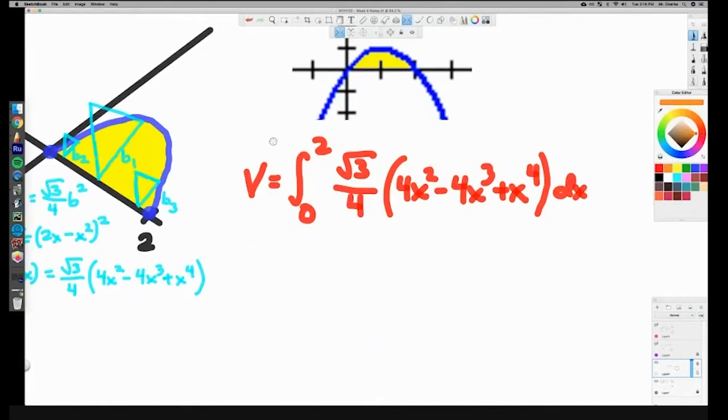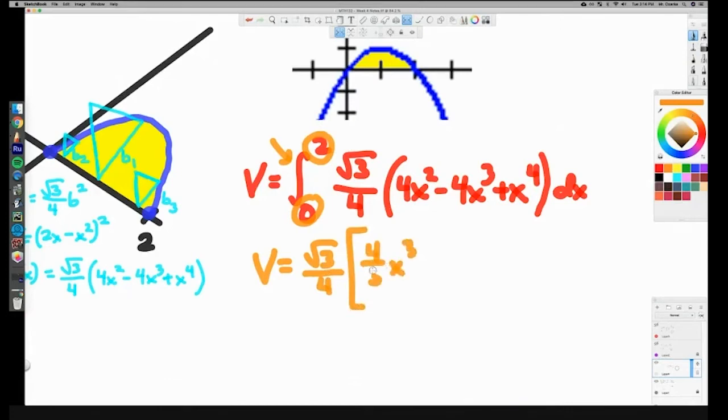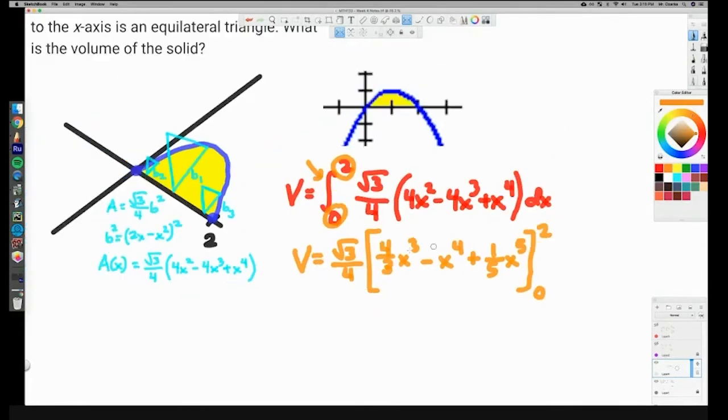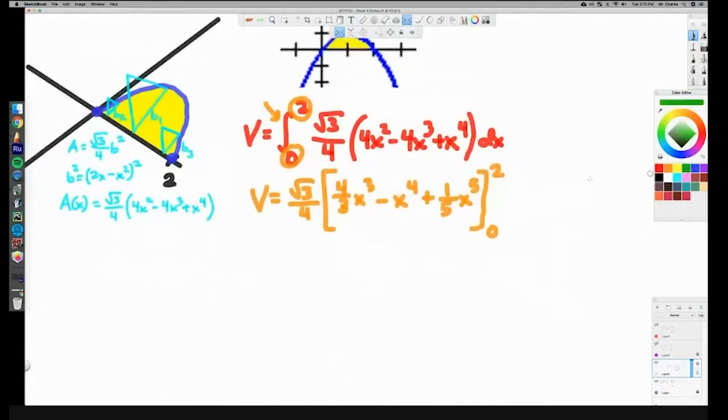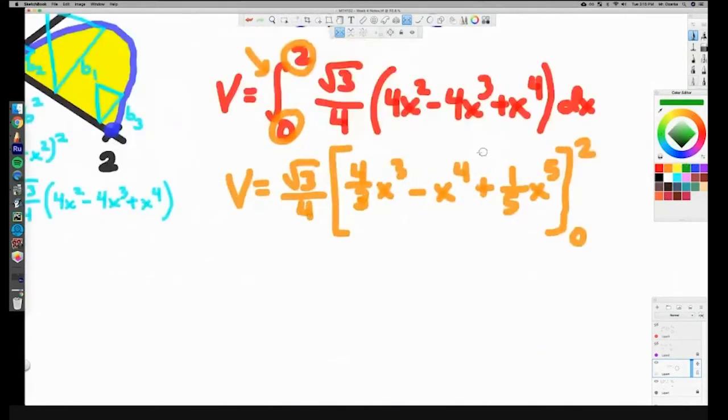Okay, remember this means antiderivative, plug in 2, plug in 0, subtract. So we're going to have root 3 over 4. I'm going to do the antiderivative real quick here: 4/3 x to the 3rd minus x to the 4th plus 1/5 x to the 5th. And we're integrating that from 0 to 2. Awesome thing about 0, again, all that's going to be 0, so it works out. So now we just have to worry about plugging in 2.